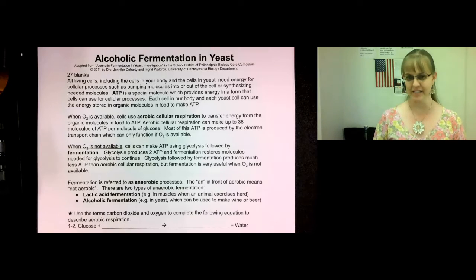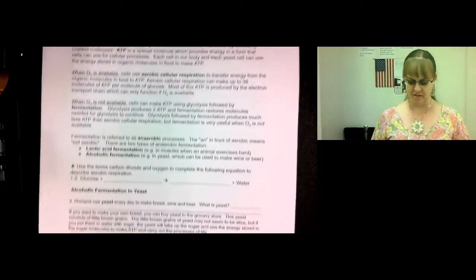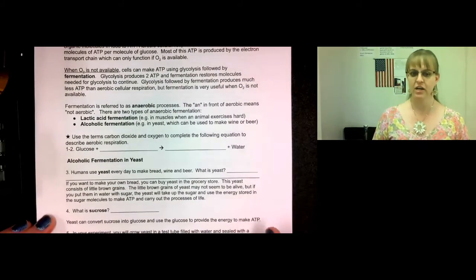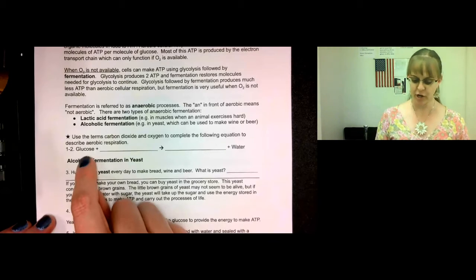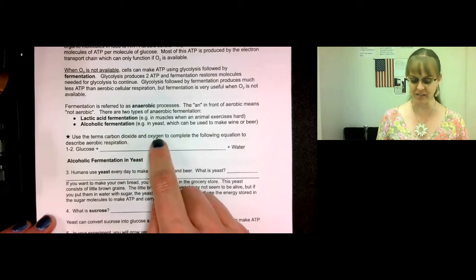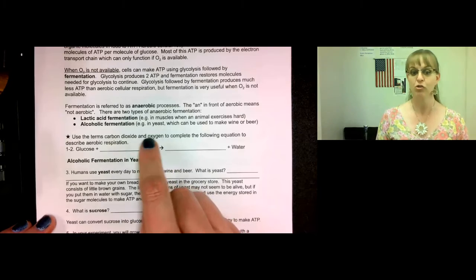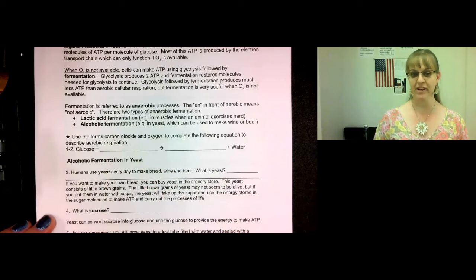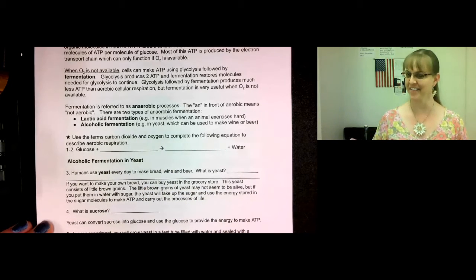I'd like to give you some hints about how to answer the questions on the alcoholic fermentation of yeast lab. First of all, number 1, use the terms carbon dioxide and oxygen to complete the following equation to describe aerobic respiration. Glucose plus what? Which one is the other reactant? Is it carbon dioxide or is it oxygen? Remember, this is aerobic respiration using air.